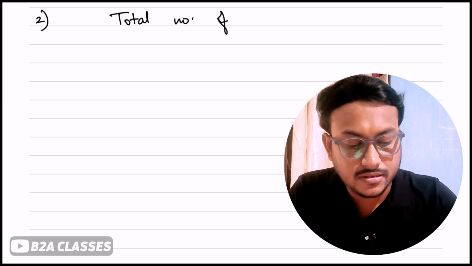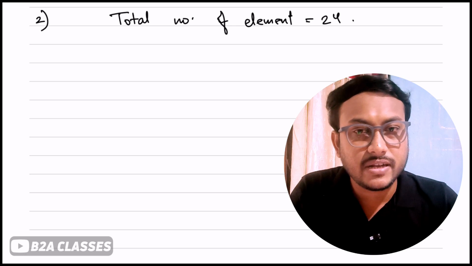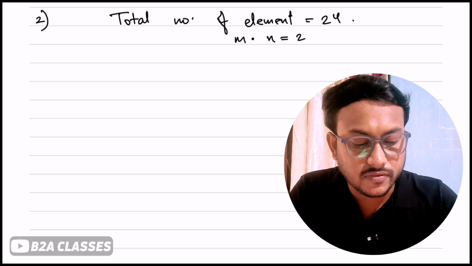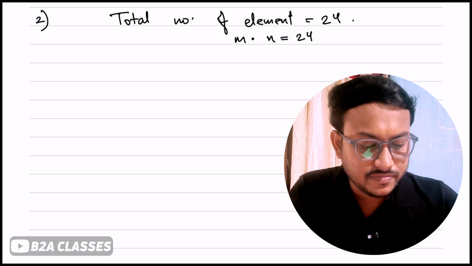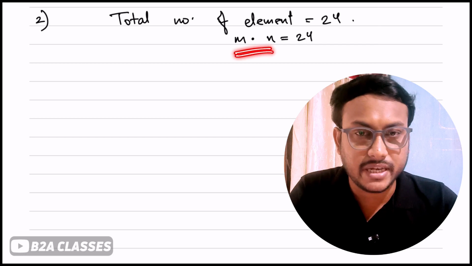Total number of elements in the matrix is 24. Now we can find the total number of elements by multiplying the number of rows and the number of columns. So number of rows multiplied by number of columns is 24. M is the number of rows, N is the number of columns. Now we have to find the possible values of M by N.